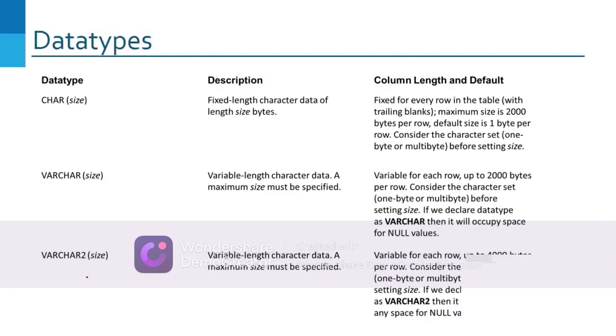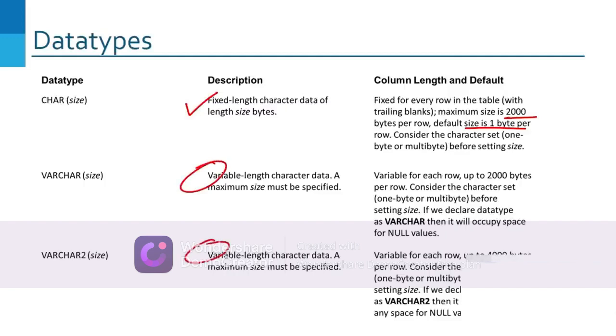So char is a fixed length character size. Okay, that means however much length you give to this char, only that many characters can be kept. And the maximum size is 2000 bytes per row. Default size is 1 byte per row. Varchar and varchar2 are variable length character data.